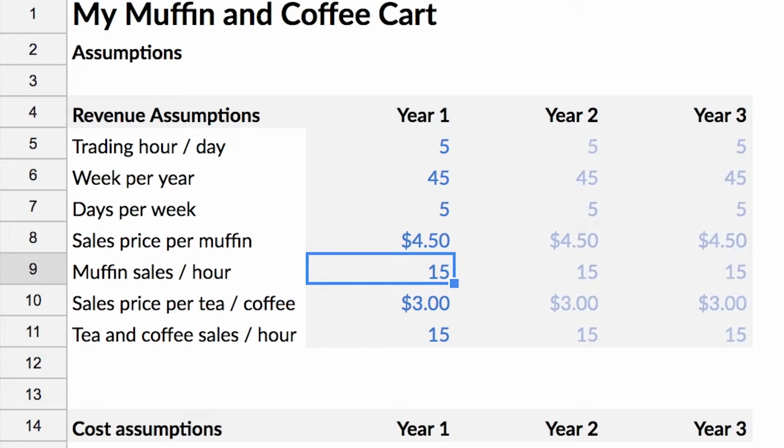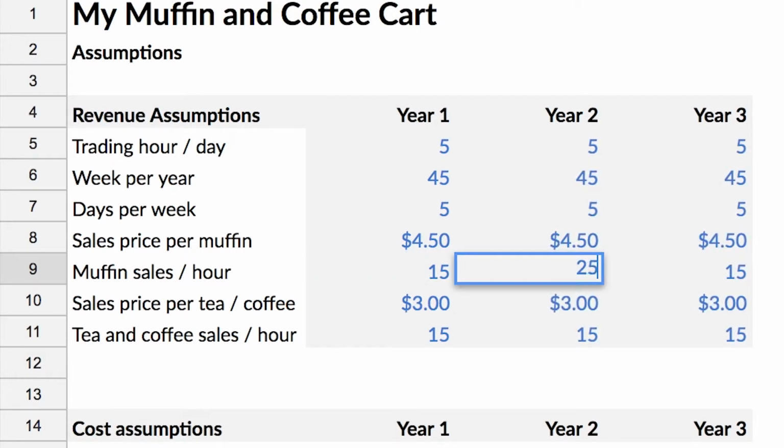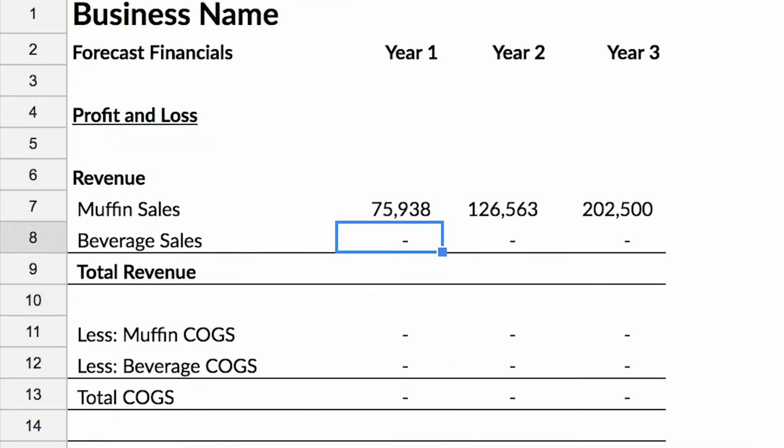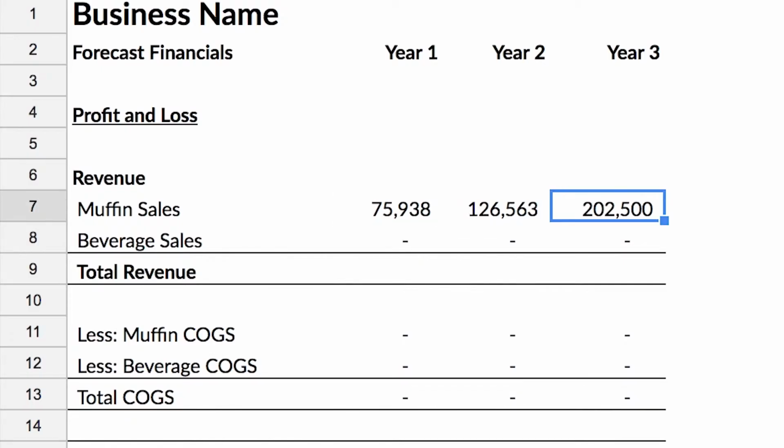So if we're going to change the muffin sales per hour from 15, jump it up to 25 per hour in year 2 and 40 in year 3, in theory we'd expect the revenue to go up over the year. So let's have a look and see if that's working correctly. Yep, it's great. So the revenues are going up from about 76,000 to 126,000 to 202,000. So just by selling that many more muffins per hour, the impact is quite significant over time. So now that it looks like we're pretty comfortable, we've got our muffin sales formula right, let's think about beverage sales. And there we've got roughly $50,000 of tea and coffee sales for the year.